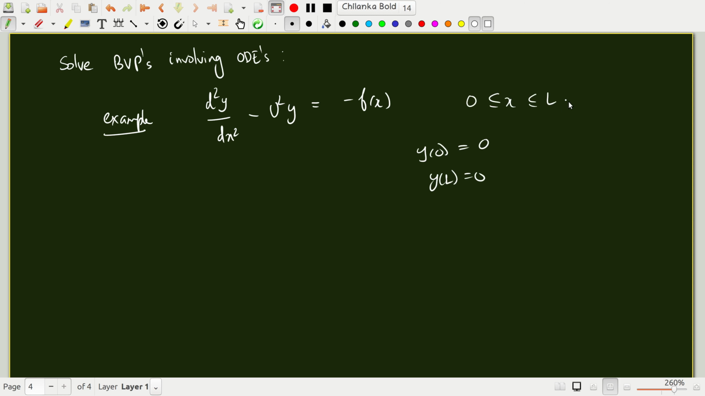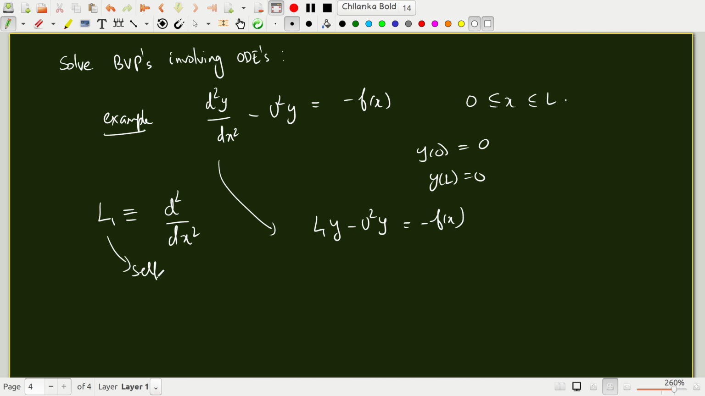Okay. Now let's consider the operator L1 as d squared by dx squared. So this equation can be written as L1 y minus u squared y is equal to minus f of x. Okay. Now solve the eigen. This is a Hermitian operator. We know that. This is a self-adjoint operator. Solve the eigenvalue problem of L1.